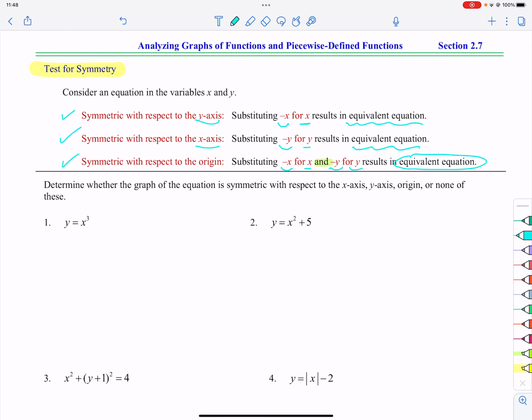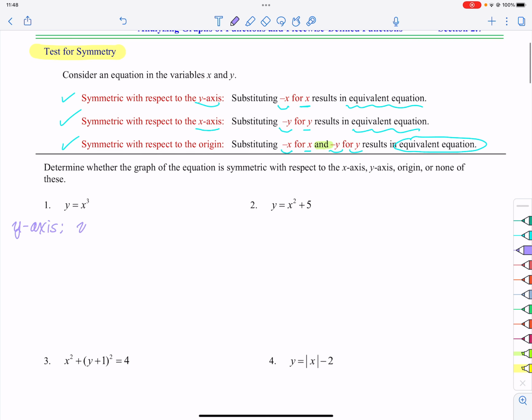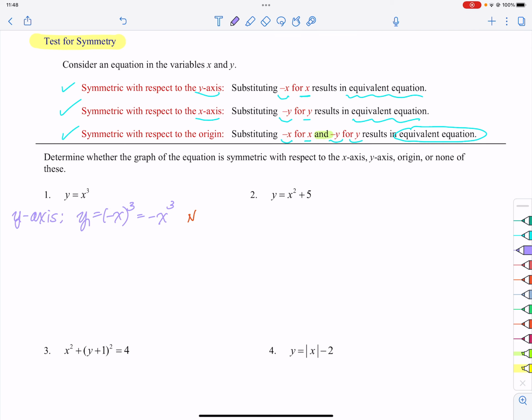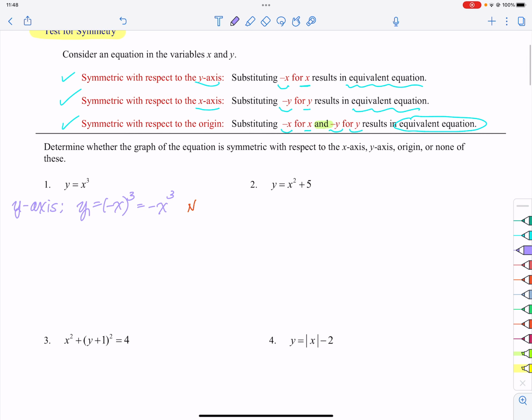So let's just go ahead and check each one of these. We'll begin with symmetry with respect to the y-axis. And we're going to have y equals the opposite of x cubed, and that's equal to the opposite of x, all cubed. So this is a no, because that is not our original or equivalent equation to what we started with.